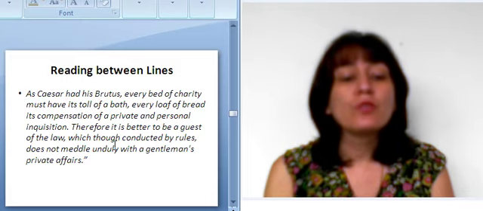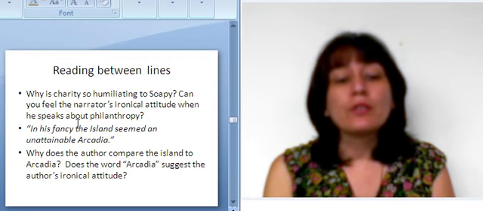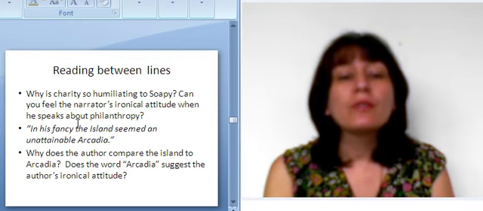Why is charity so humiliating to Soapy? Can you feel the narrator's ironical attitude when he speaks about philanthropy? In his fancy, the island seemed an unattainable Arcadia. Why does the author compare the island to Arcadia? Does the word Arcadia suggest the author's ironical attitude?